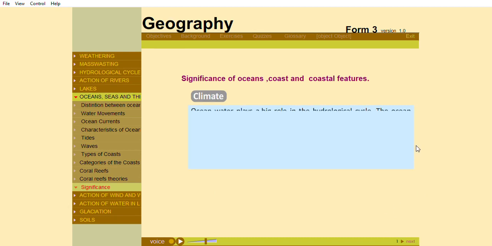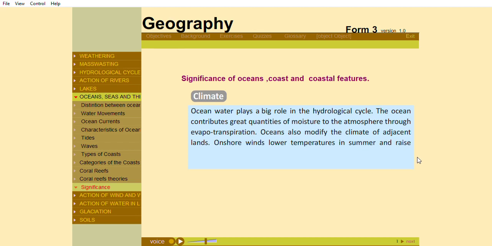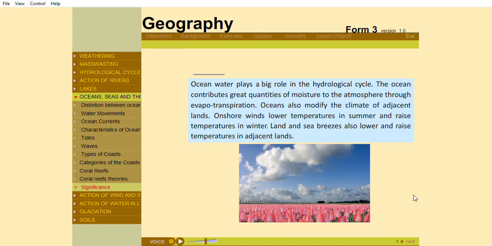Climate. Ocean water plays a fundamental role in the hydrological cycle. The ocean contributes great quantities of moisture to the atmosphere through evapotranspiration. Oceans also modify the climate of adjacent lands. Onshore winds lower temperatures in summer and raise temperatures in winter. Land and sea breezes also lower and raise temperatures in adjacent lands.